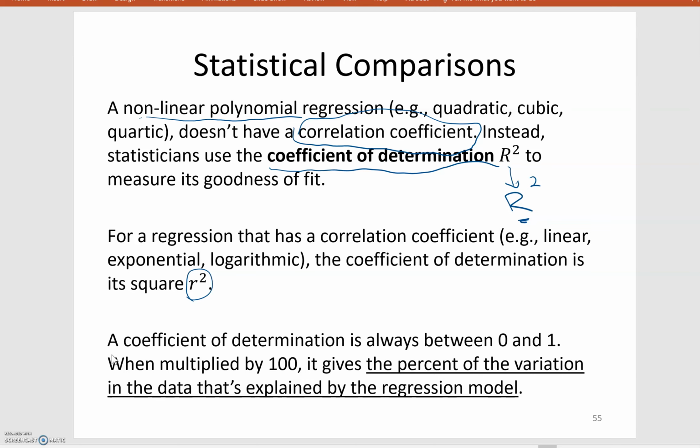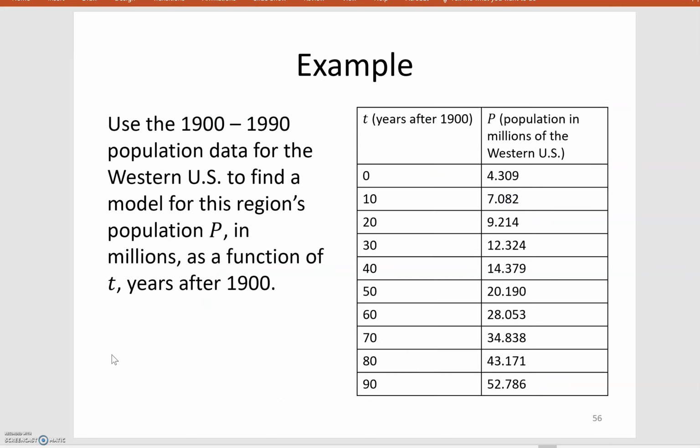But a little bit more about this coefficient of determination, it's a number that's always between 0 and 1, so it's similar to the correlation coefficient in that regard. And if you multiply it by 100, so you put it in percent form, then it measures the percent of variation in the data that's explained by the regression model. And so that's a useful thing to have at our disposal. How much variation is explained by the regression model? Okay. Let's get into actually modeling something, and then we can find the coefficient of determination.